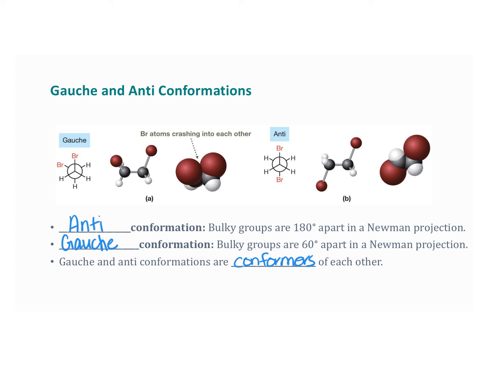And you can see we have different models here. There's the Newman projection. There's what we would consider the side view of a molecular formula, but this is the one that I really like. This is a space filling, and you can see those bromine atoms, their electron clouds, really crashing into each other.